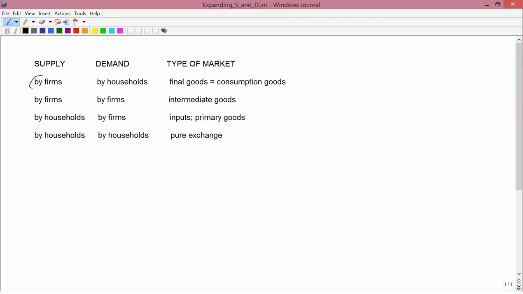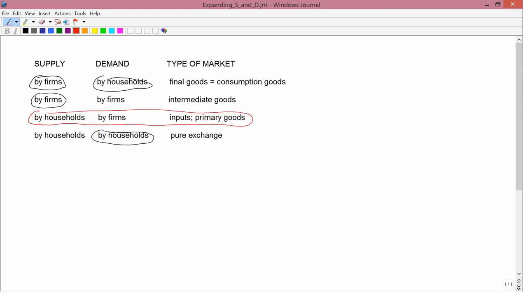But the analysis of these other types has been made much easier by what we've already done. We already understand supply by firms. And we already understand demand by households. What we don't understand, or haven't studied yet, is supply by households and demand by firms. What we're going to do next is study input markets. And input markets are characterized by supply by households and demand by firms.